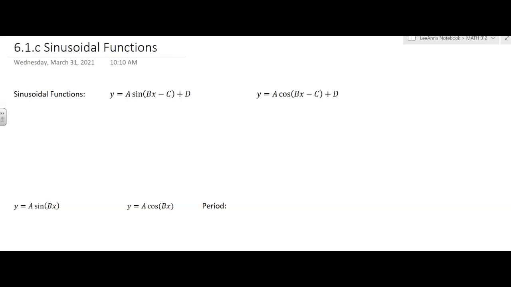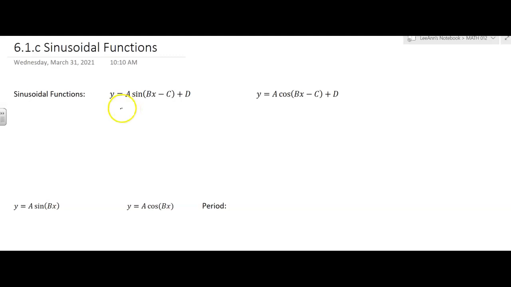Okay, so we're going to look at what are called sinusoidal functions. So that's the sine and cosine, and the form that they have. Now, we've done some of this in the past where we were doing transformations, so we may have some kind of inclination in what's going to happen here.